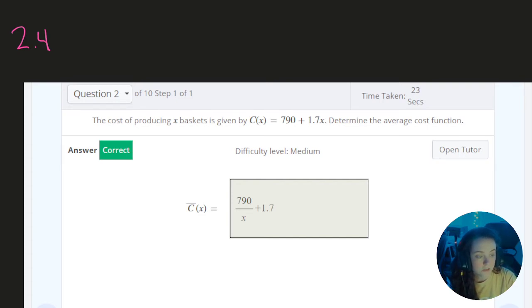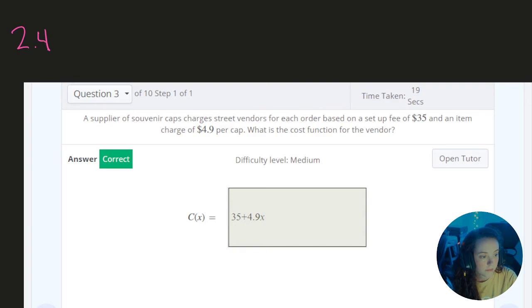So it says the cost of producing x baskets is given by the cost function equals 790 plus 1.7x. You divide this by x, and obviously you get 790 over x plus 1.7. That x at the end would divide out, and you would have an x under this. It doesn't ask you to find the derivative or anything, so you can leave that x where it is. Okay?